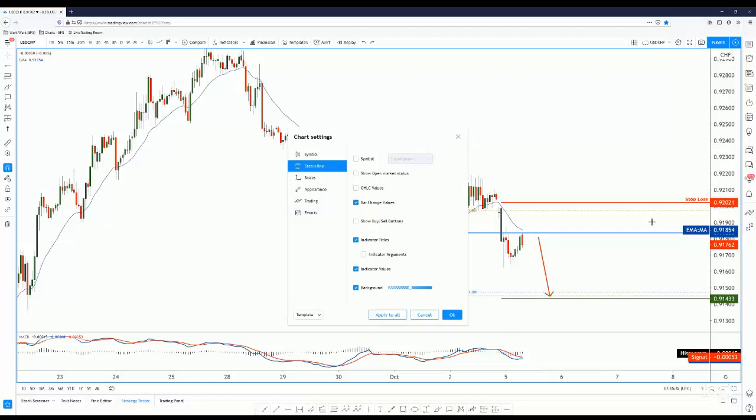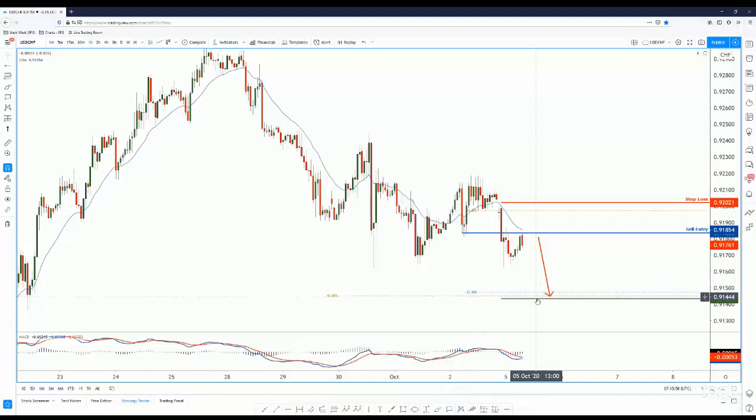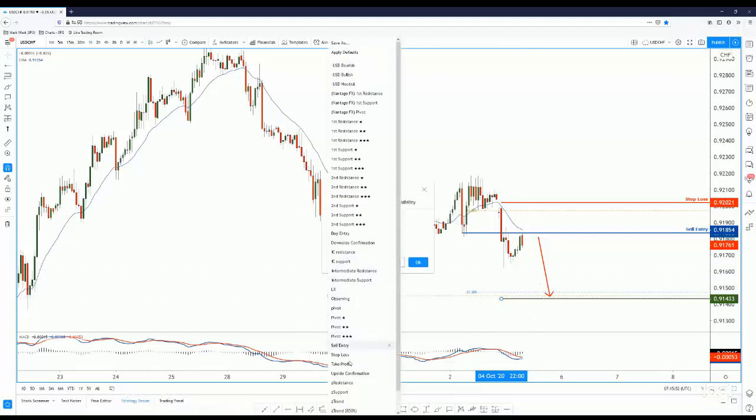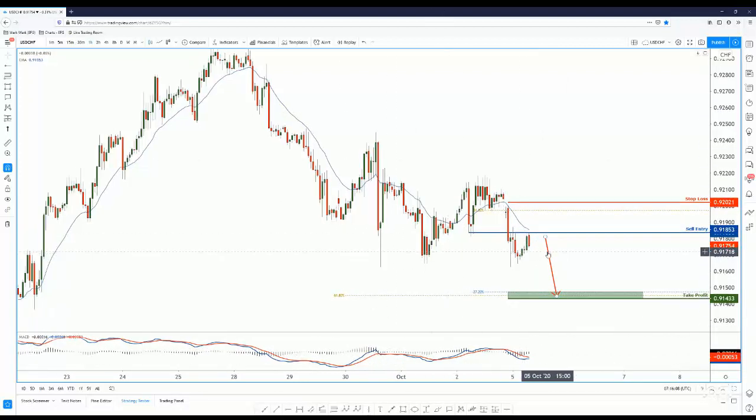Let me just get rid of this indicator. So there we have it. Take profit zone, I'm going to draw a box here. And then we have a sell entry and our stop loss. And the indicators are also indicating a further bearish drop. MACD is also below 0 as well.